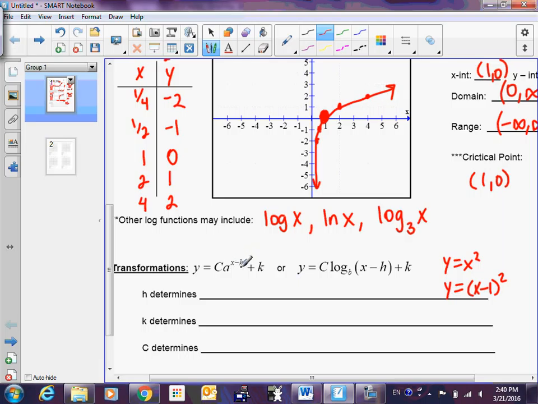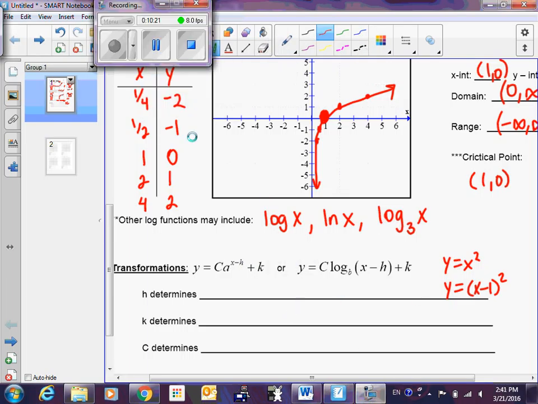When you have a little h, whoops, I don't know why this isn't writing anymore. That's fun. Hold on. Never fails.